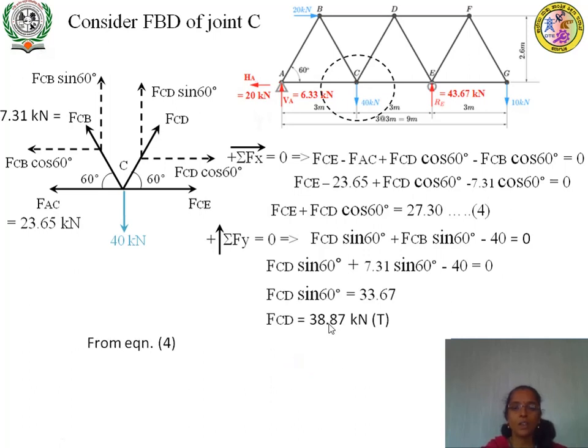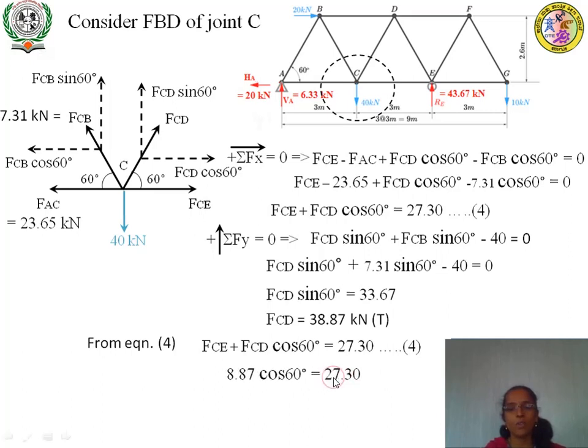So using this FCD, let us substitute back into equation 4. From equation 4 we have FCE plus FCD cos 60 equal to 27.3 kilonewton. Therefore FCE plus 38.87 cos 60 is equal to 27.3. Therefore FCE is equal to 7.86 kilonewton.